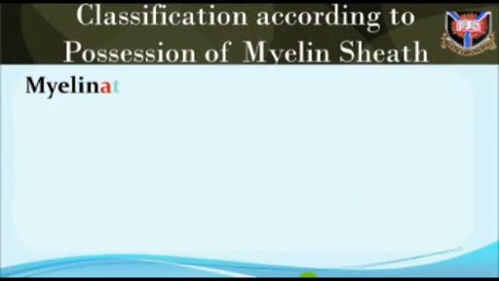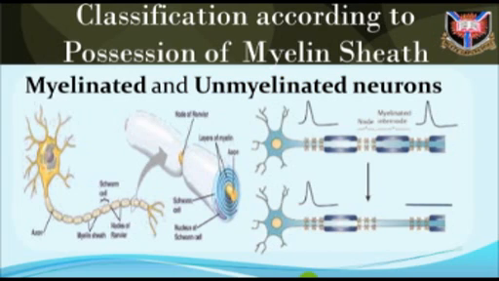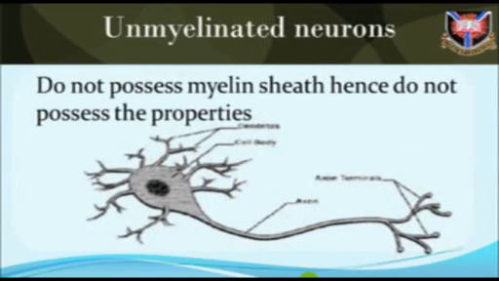Classification according to possession of myelin sheath. 1. Myelinated neurons. These have myelin sheath, which serves as an insulator and also increases the speed of conducting nerve impulses. 2. Unmyelinated neurons. They do not possess myelin sheath, hence do not possess the properties described above.